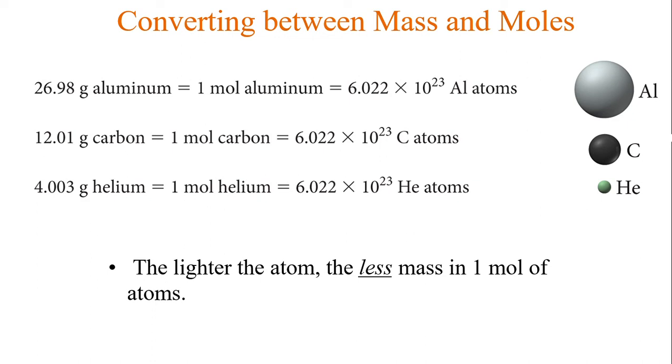Helium, let's say that we write it as 4.003 AMUs per atom. Well, that means that helium would have 4.003 grams per mole. In other words, per Avogadro's number of helium atoms. Notice that the lighter the atom, as we go here from aluminum to carbon to helium, the less mass is contained in 1 mole of atoms. Or another way of looking at that would be that the lighter the atom, the more atoms you're going to have in a unit of mass, let's say in 1 gram of the substance.